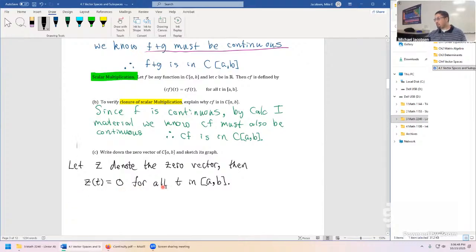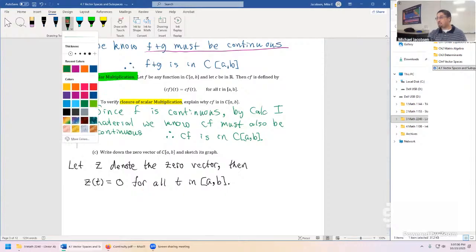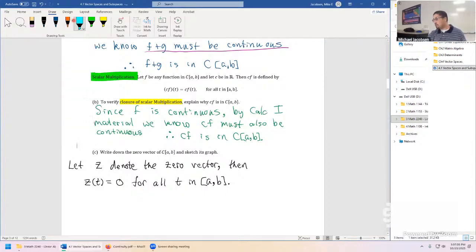This part right here is critical. The fact that it's not 0 just for one value. I mean, cosine goes to 0 at pi over 2. It's not the zero vector in C[a, b] whatsoever, though. This one is. So don't forget this part right here. So this part is required to define the zero vector.